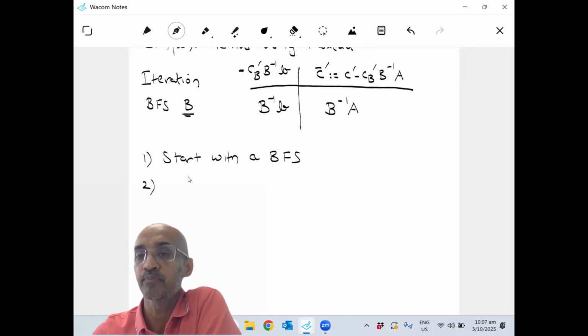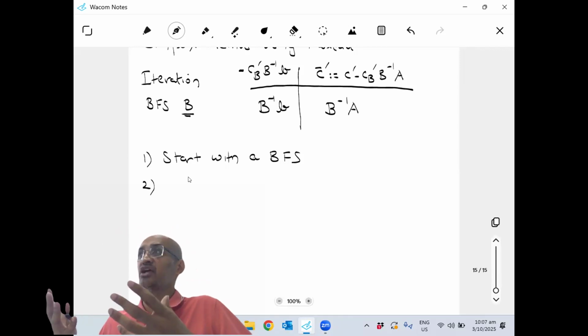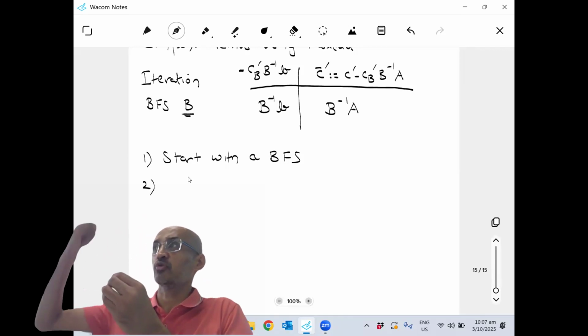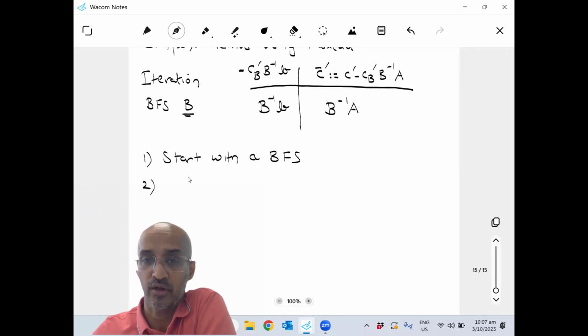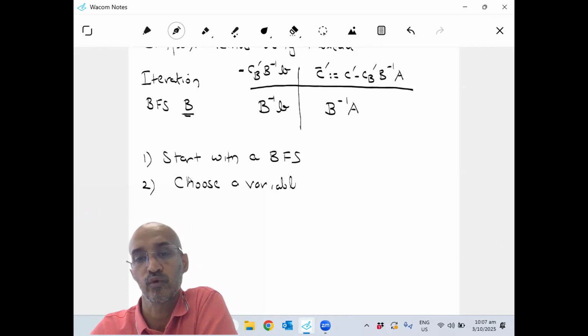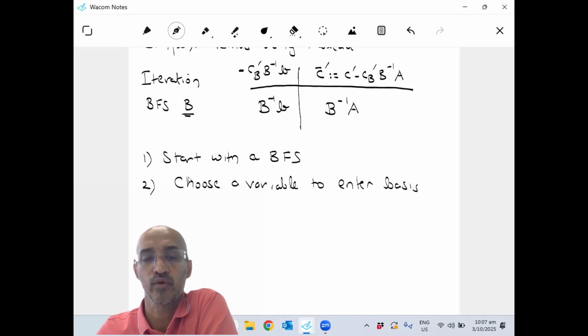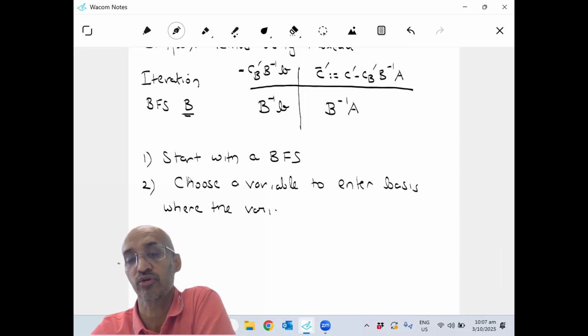The second step will be I need to figure out which variable should enter. So the simplex direction is what? Try to find a non-basic variable to increase. And how do I do that? By looking at the reduced cost vector. So choose a variable to enter the basis where the variable has a negative reduced cost.